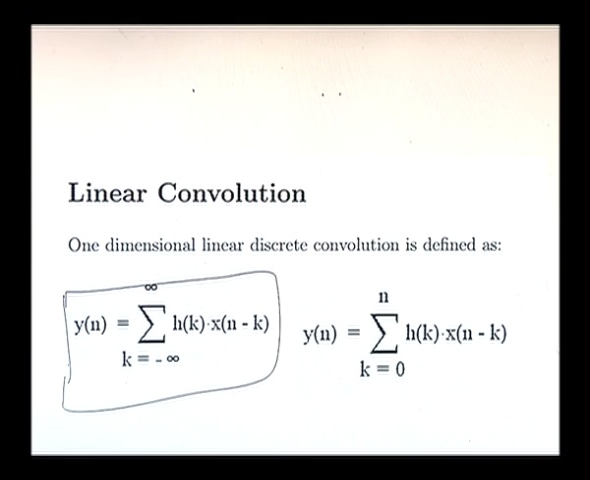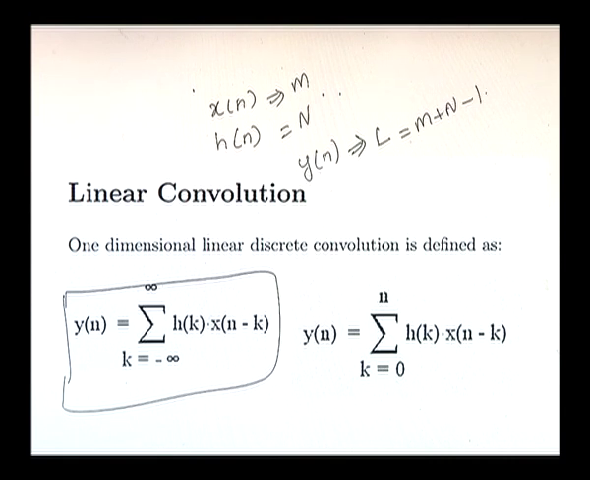In the linear convolution, we have two signals x of n and h of n, both having two different lengths. Suppose the length of h of n is n and the length of x of n is m, then we need to generate y of n, which is of a different length L. So, how do we calculate L? L is equal to m plus n minus 1. The sum of the two lengths minus 1 defines the length of the output signal. I will explain how to generate the linear convolution signal.